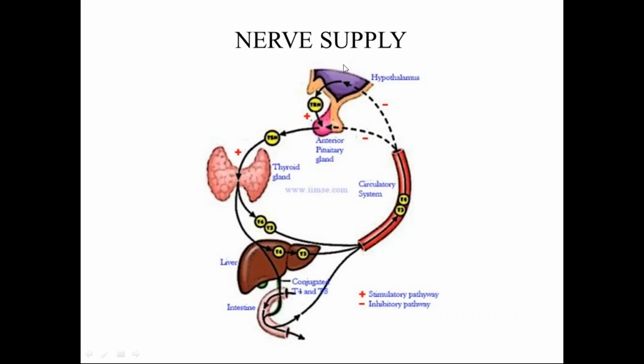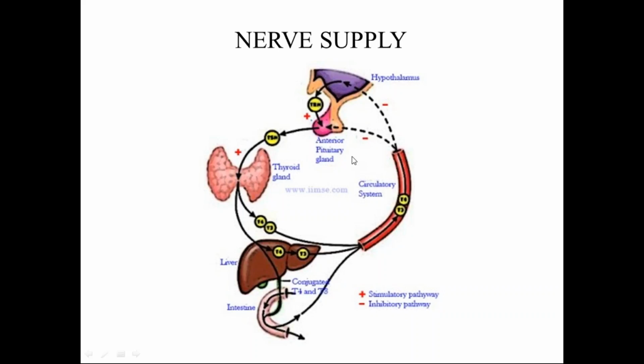As you can see in this picture, this is the hypothalamus. The hypothalamus releases TRH, thyroid releasing hormone, which acts on the pituitary gland. The pituitary gland will release thyroid stimulating hormone, that is TSH, and this TSH will come and act on the thyroid gland, and that will make us produce T3 and T4.